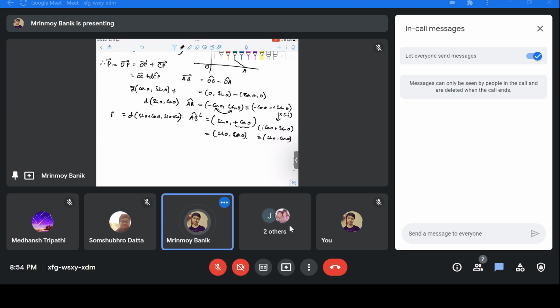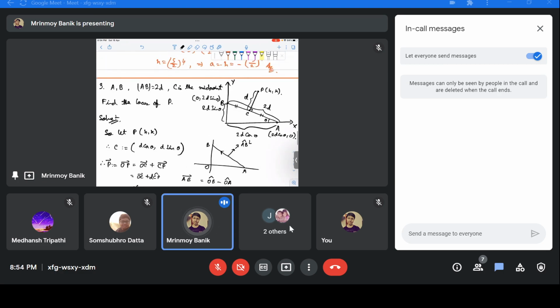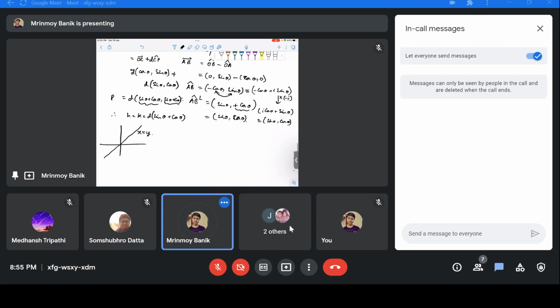So that is our P. Now we just have to eliminate things. It's obvious that both the coordinates are the same, so there's nothing to eliminate. So h equals k equals d sine theta plus cos theta. Okay, so we just got the line x equals y. But this is not all. We have to find the range of h and k.